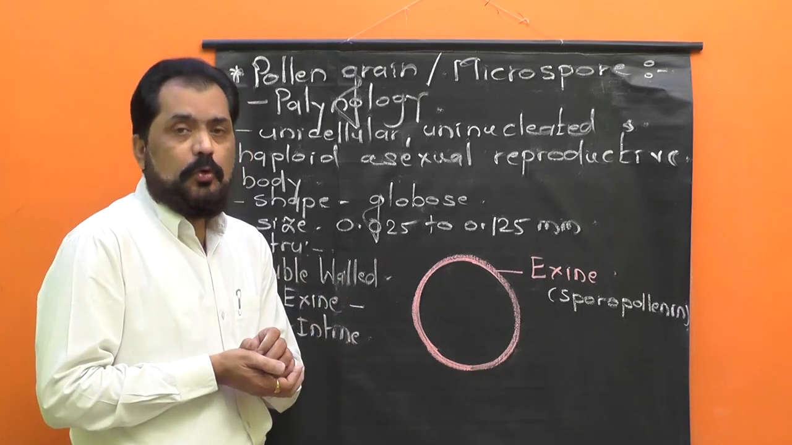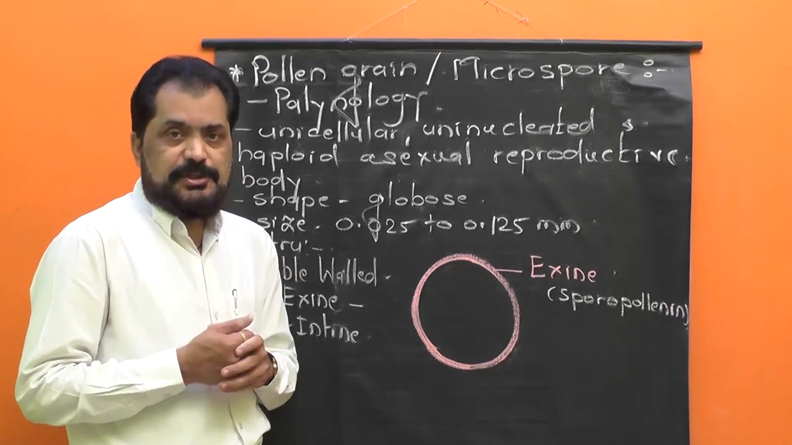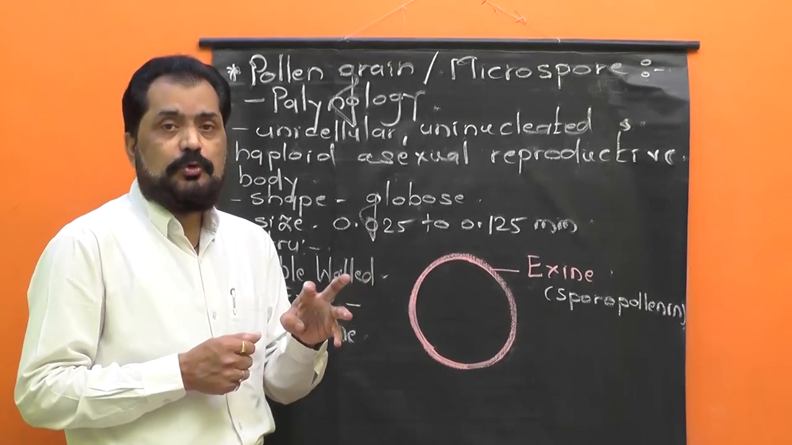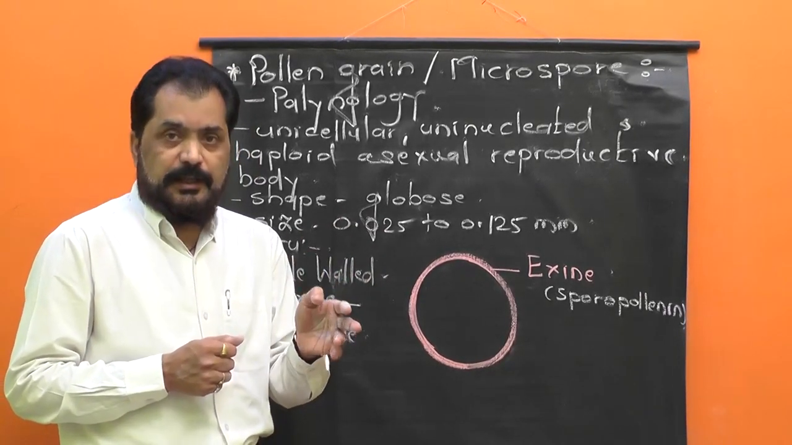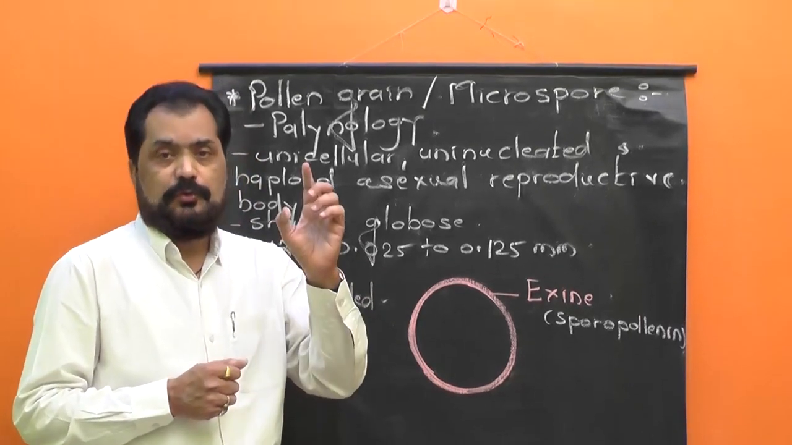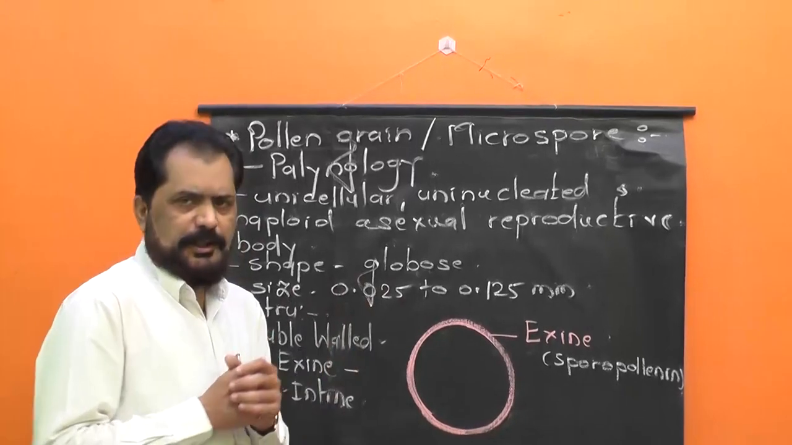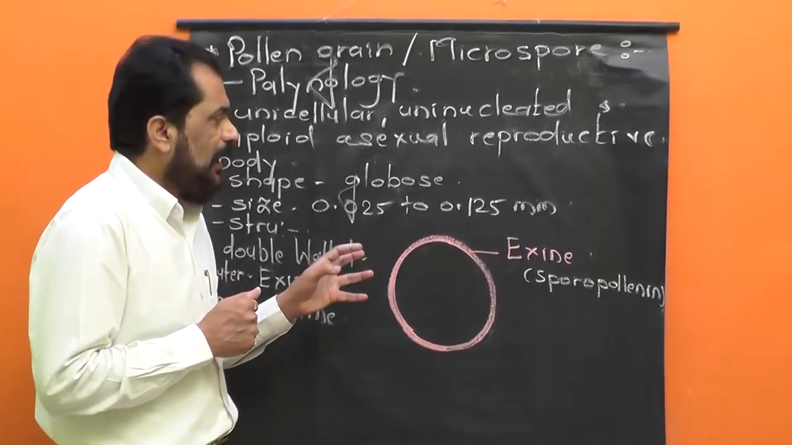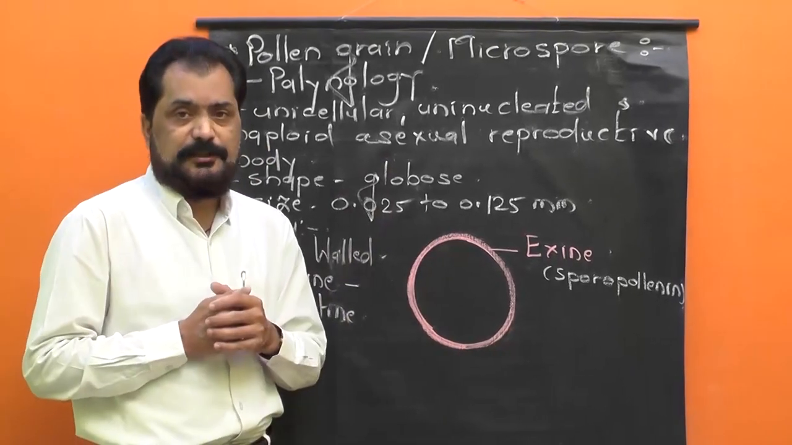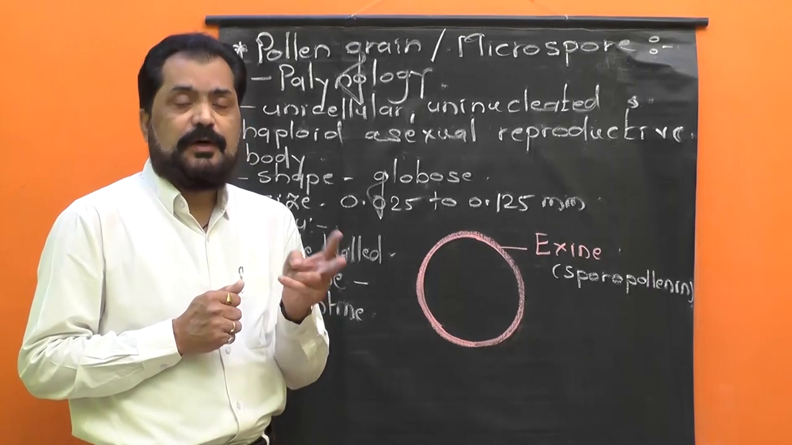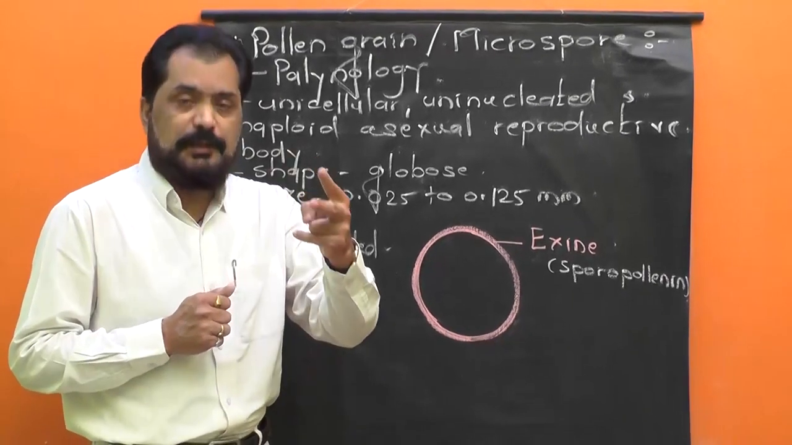Because this sporopollenin prevents the oxidation, leaching or decomposition of pollen grain, and that's why the pollen grains can survive for a long duration. Basically, if we consider and observe the ultrastructure of exine, it reveals that the exine is further divided into two sublayers.